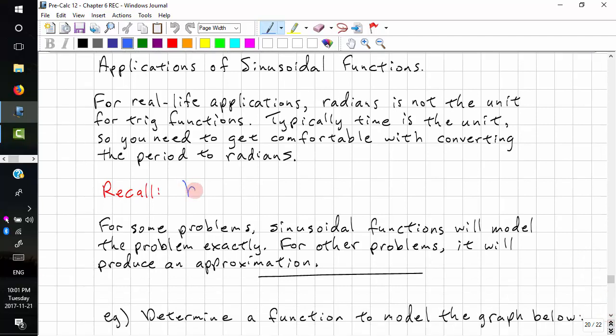Recall that b is equal to 2 pi radians per period. And often in these problems, b will involve pi, because the period won't have pi in it, so the pi's won't cancel out. For some problems, sinusoidal functions will model the problem exactly. For other problems, it will produce a close approximation.